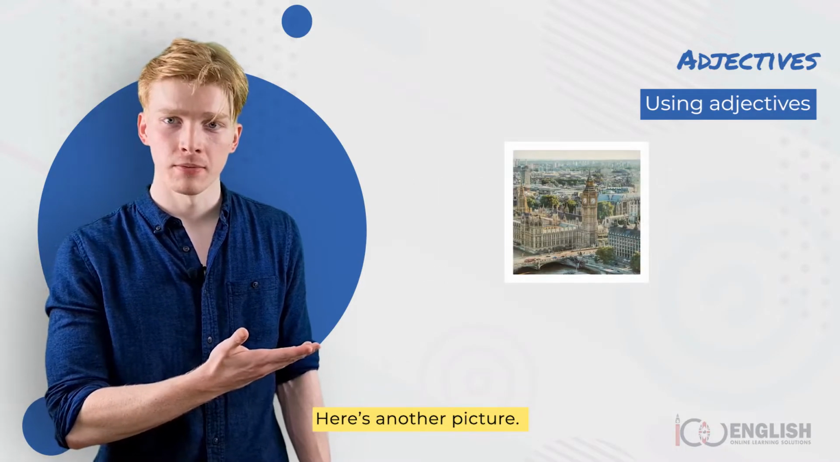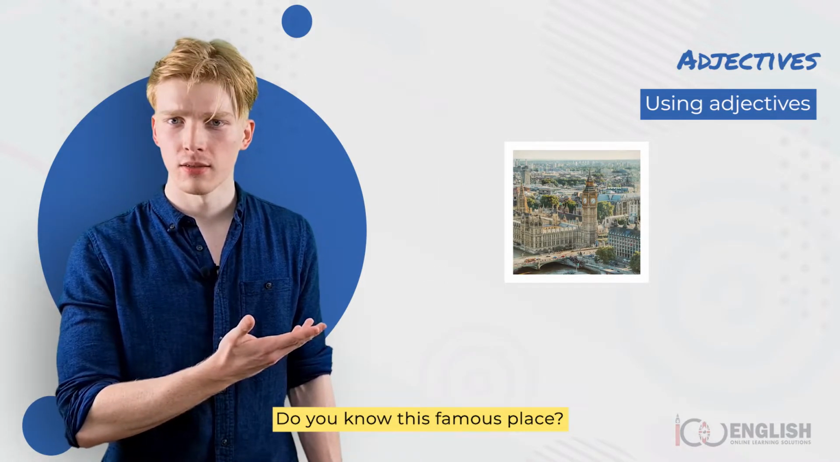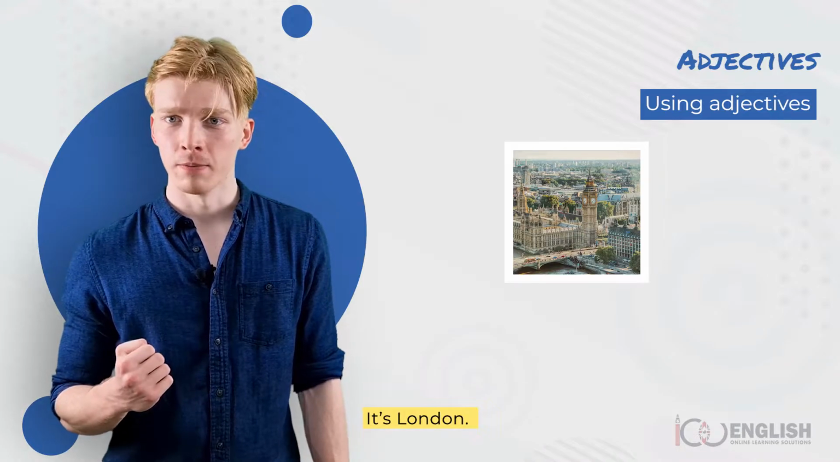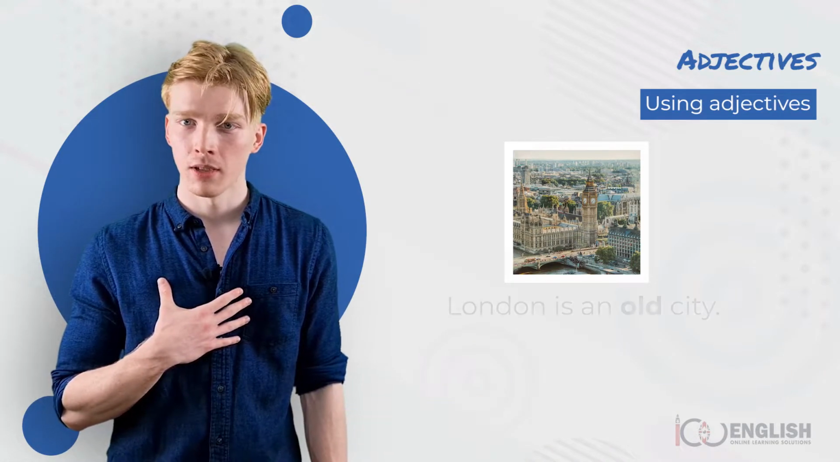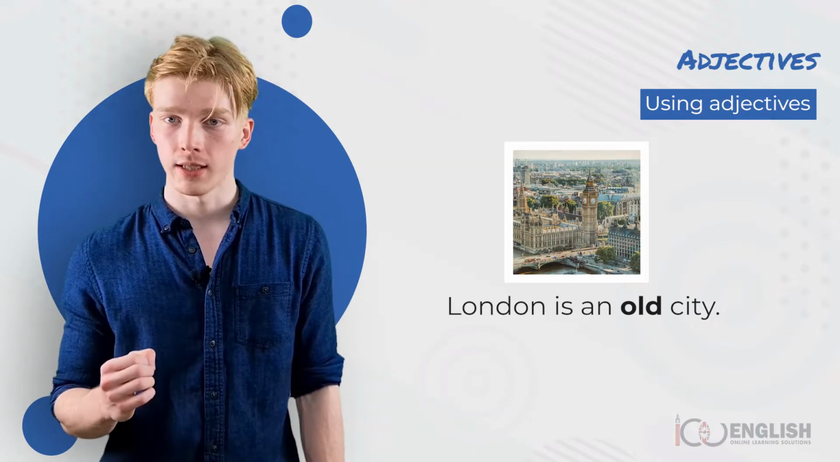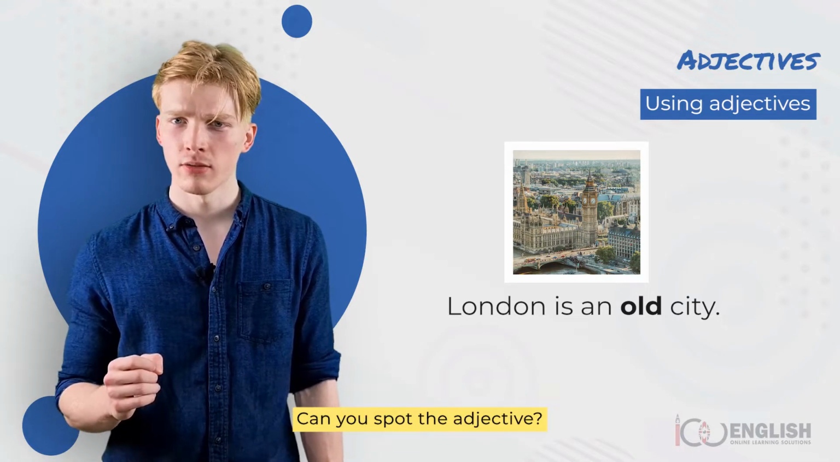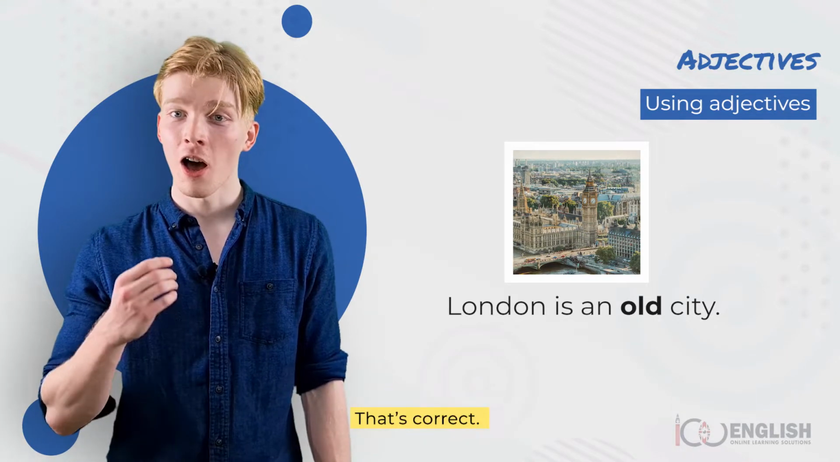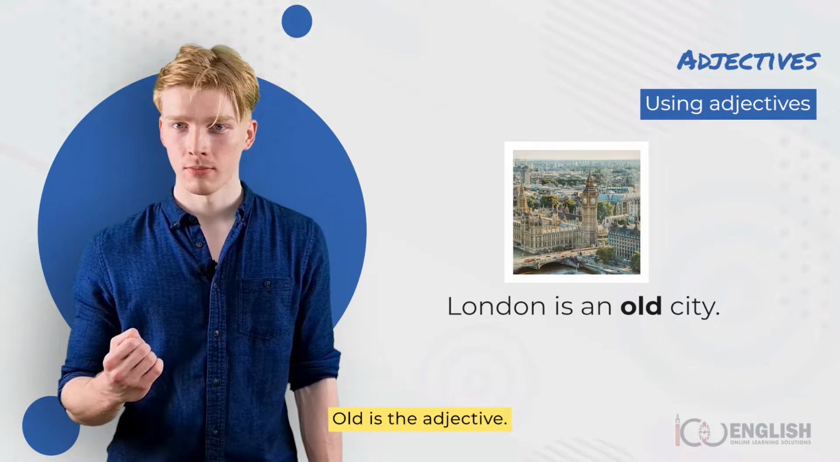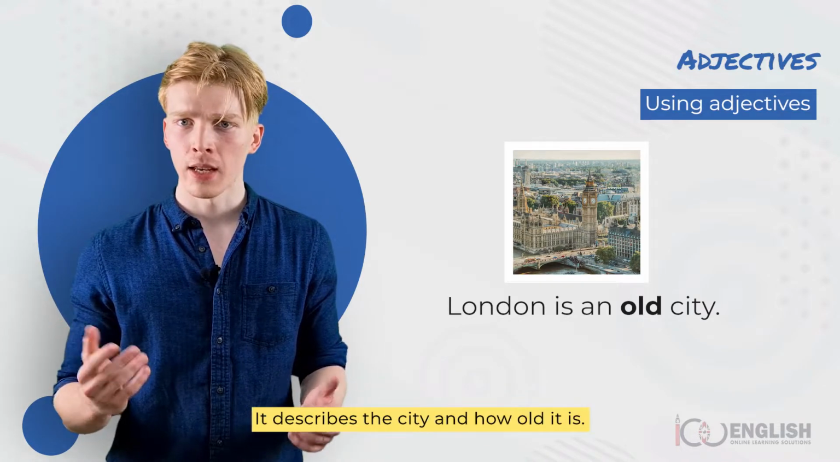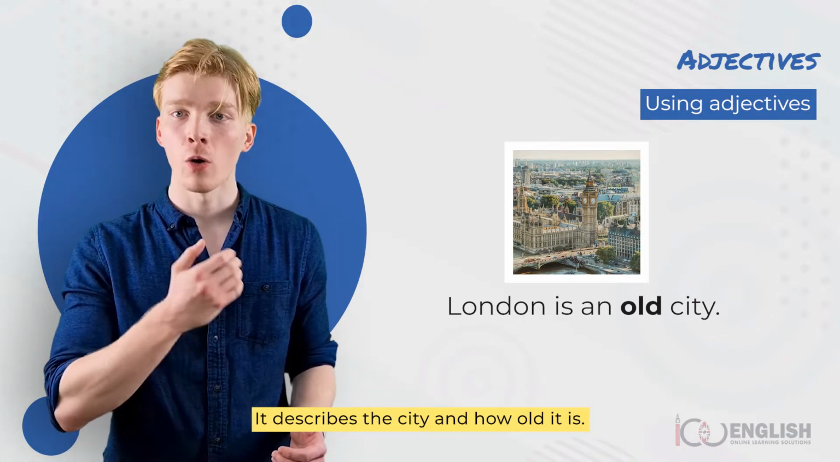Here's another picture. Do you know this famous place? That's right, it's London. I was born there. London is an old city. Can you spot the adjective? That's correct. Old is the adjective. What does it describe? It describes the city and how old it is.